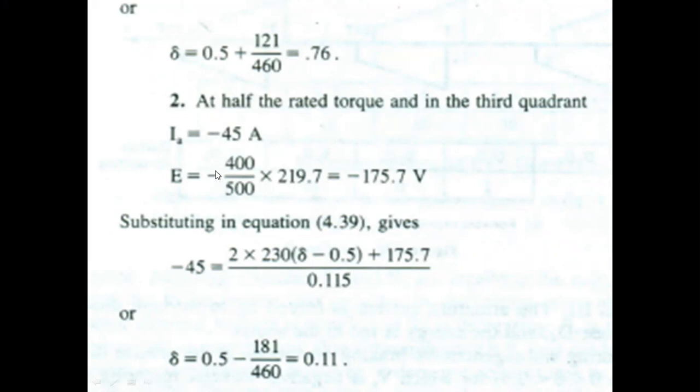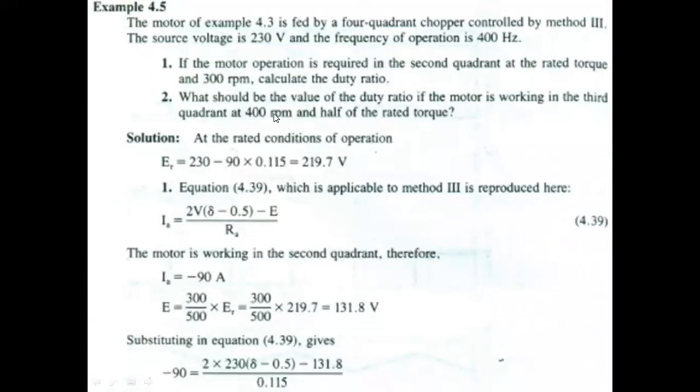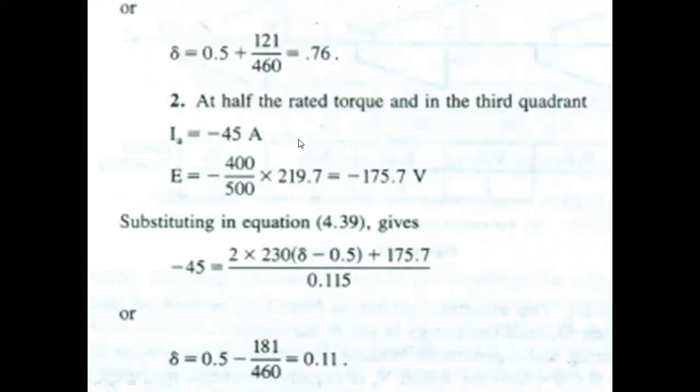E is equal to, with the RPM given, N2 by N1. So N2 is given as 400, divided by 500 N1, into the rated value 219.7. That is negative. In the third quadrant, the voltage will also be minus. Both current and voltage are negative. So E is equal to minus 400 by 500 into 219.7, that is equal to minus 175.7. If you substitute the values in the same equation 4.39, only the delta value is unknown. From that we calculate the delta value. Delta is equal to 0.11.